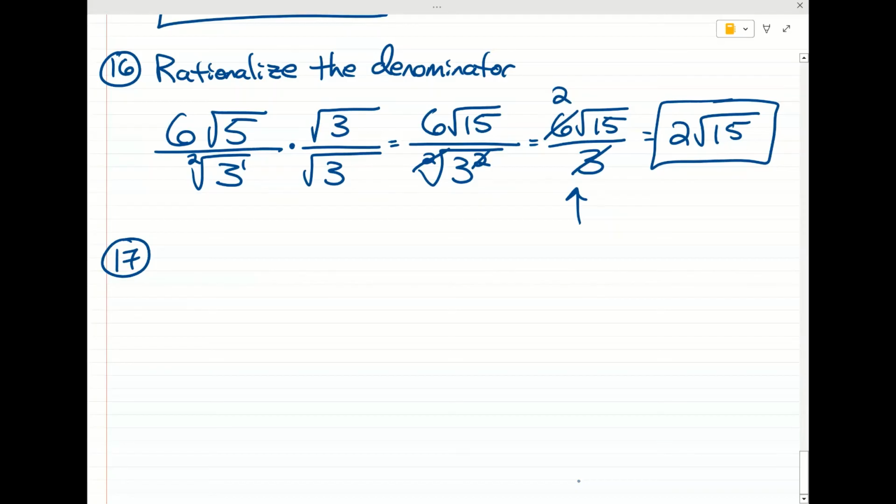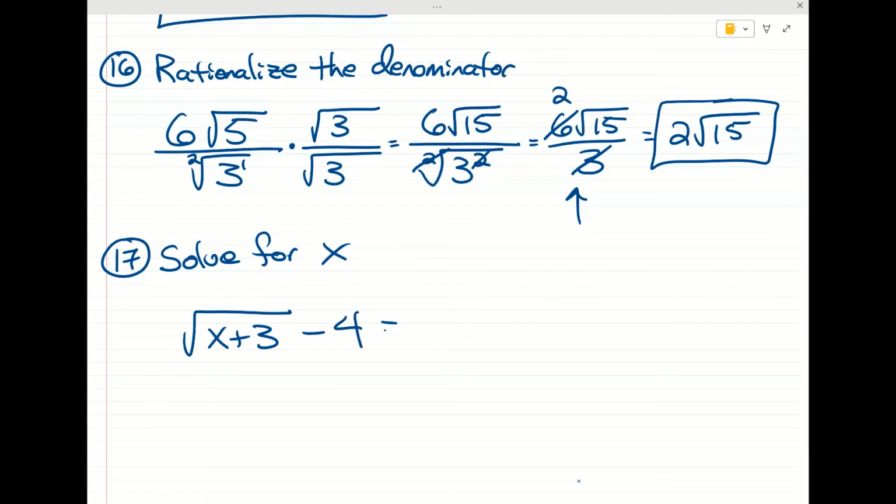Problem 17, we're going to be solving for x. And it'll say the square root of x plus 3, minus 4, is equal to negative 2.